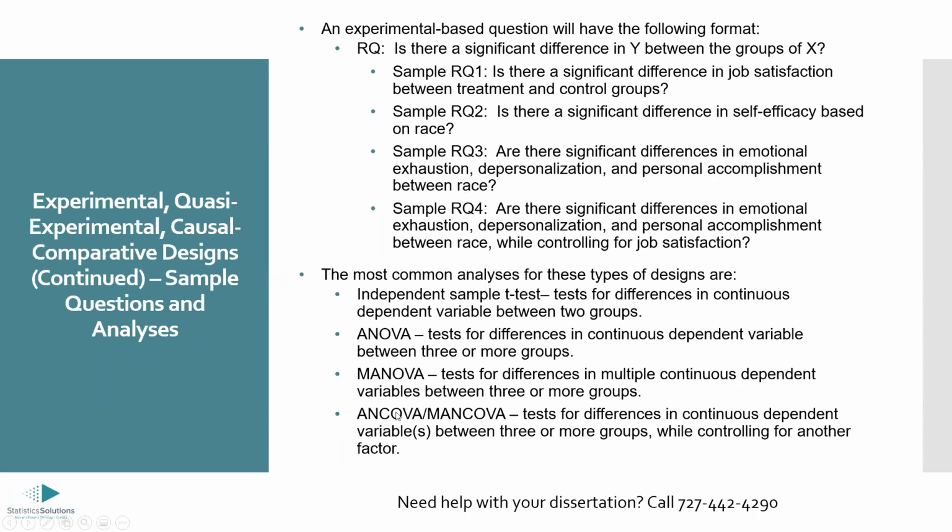The final option is an ANCOVA or a MANCOVA. So that's an analysis of covariance or a multivariate analysis of covariance. So the C stands for covary or covariance. That's testing for differences in variables between groups while controlling for another factor. And that would apply to sample question 4.